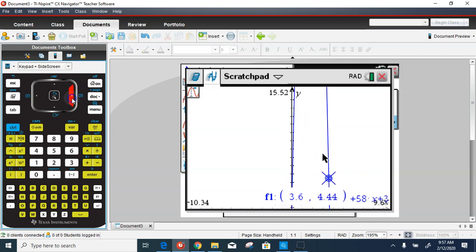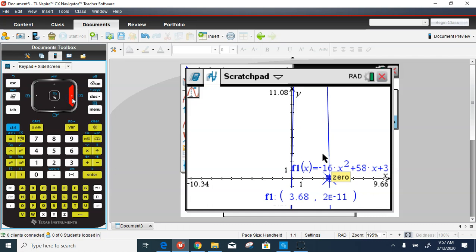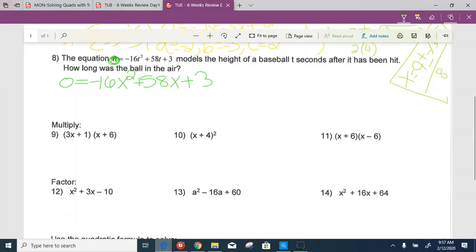So let's go ahead and see. And it should actually take us to a part it calls the 0 itself. The time is right here on the bottom left, 3.68 seconds. So time equals 3.68 seconds.